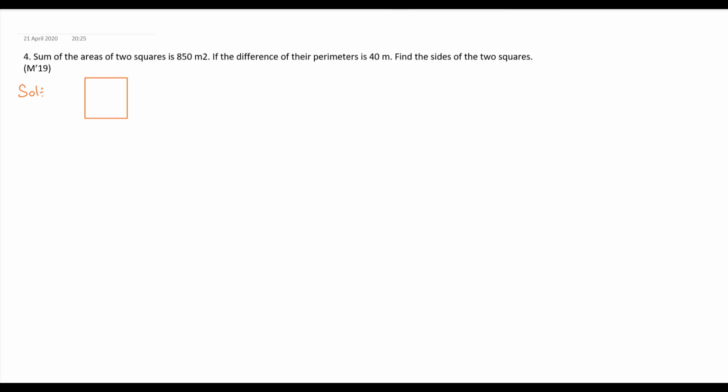Understand that there are two squares, first square and second square, and assuming that the side of the first square is x meter, its perimeter will be 4x meter. Now go to the second statement. We know that the difference of their perimeters is 40 meters. So I can say the perimeter of the second square will be what? 4x minus 40 meter. Yes.